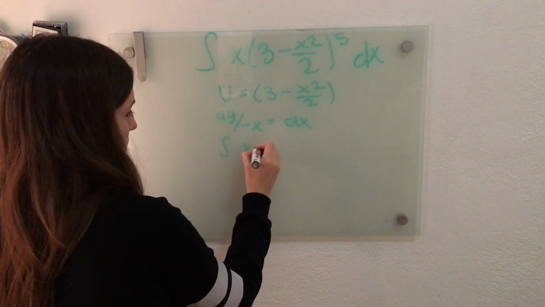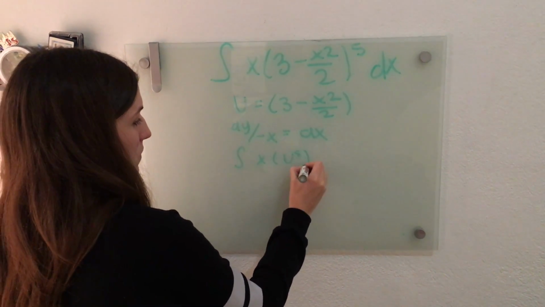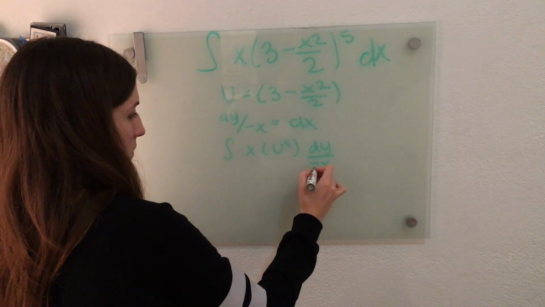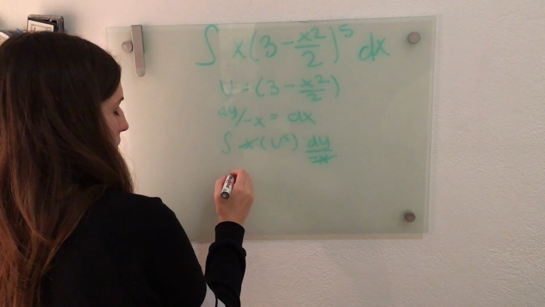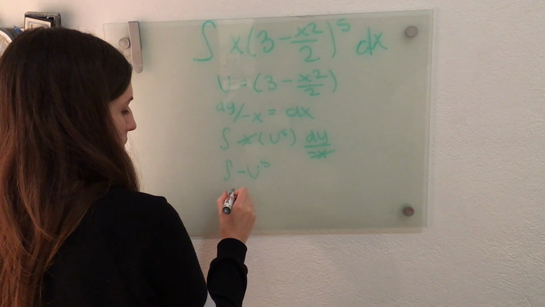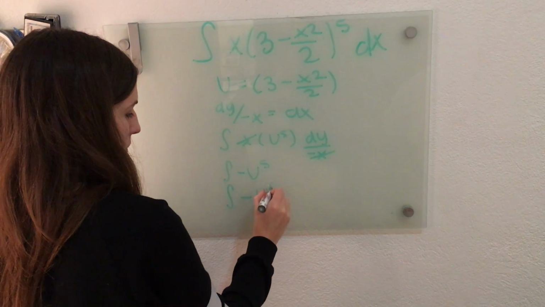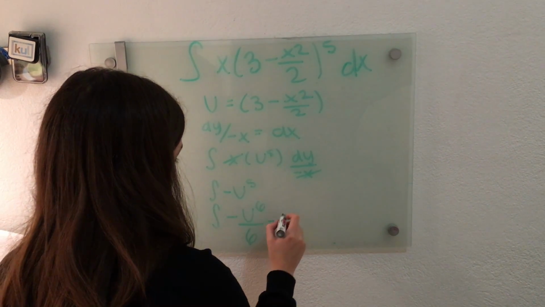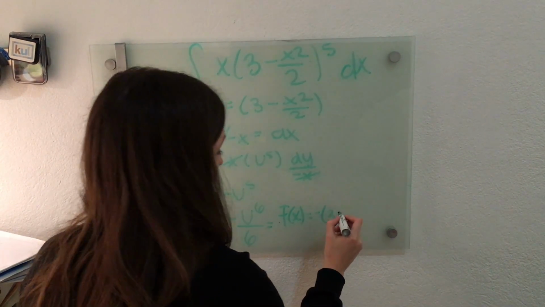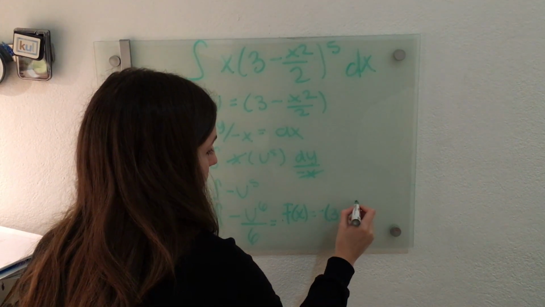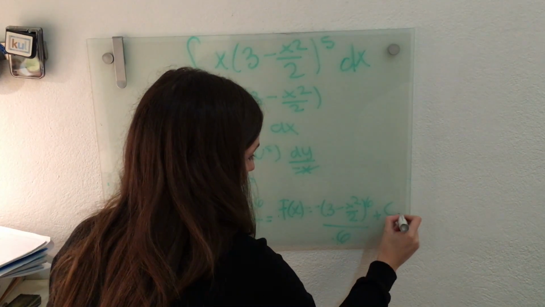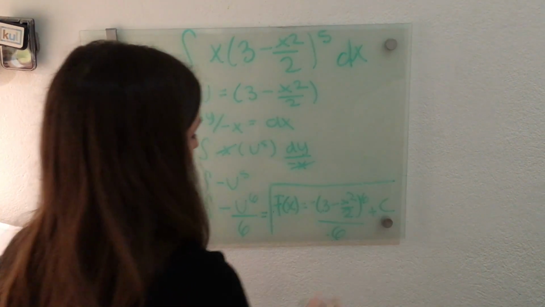Now we substitute for dx. So we have x times u to the fifth power times du over negative x. We cancel the x's and we're left with negative u to the fifth power. And now we can integrate, so we have negative u to the sixth over 6, which is equal to f of x, negative 3 minus x squared over 2 to the sixth power over 6 plus C, which is our constant. And that's our answer.